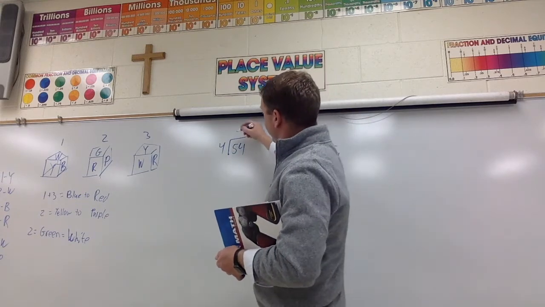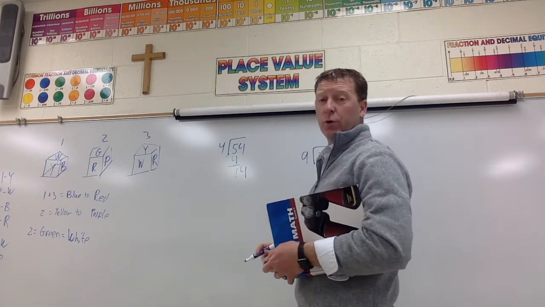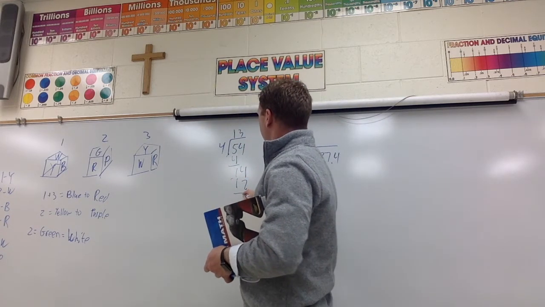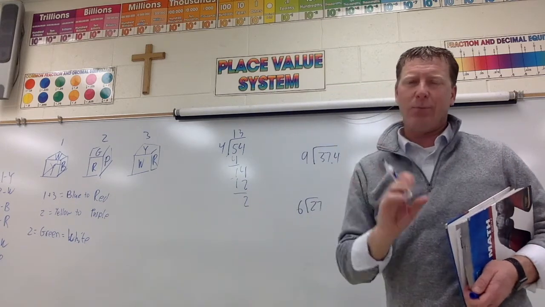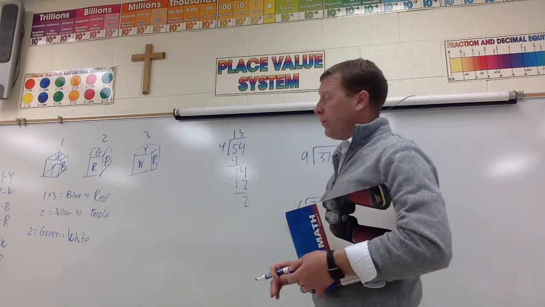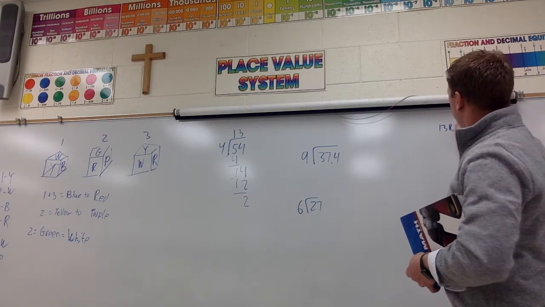So 4 goes into 5 once, 4, subtract 1, bring down the 4, 14. 4 goes into 14 3 times. That's a 12. I subtract, I get a 2. Now I stop right there so I can start doing what they asked me to do. The first thing they said, write it with a remainder. So I'm over here on my answer key, and I'd write 13, remainder 2.